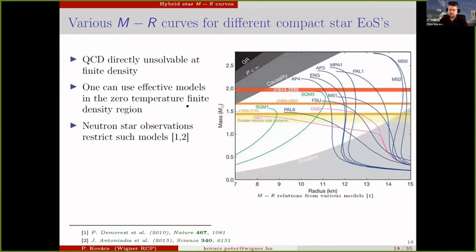So this just shows that from different models we can get very various equations of state, and of course there are some limitations from neutron star observations, which is very good because we can restrict our models. So this is used in our case as well.